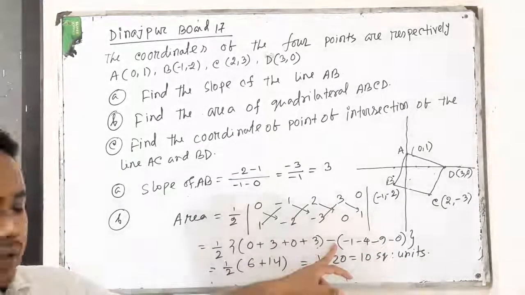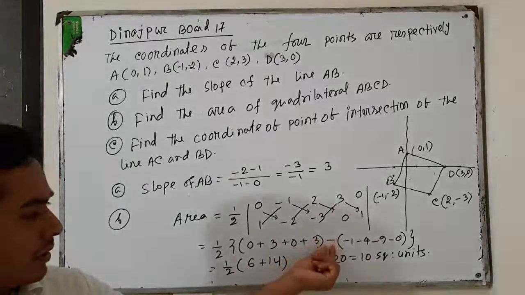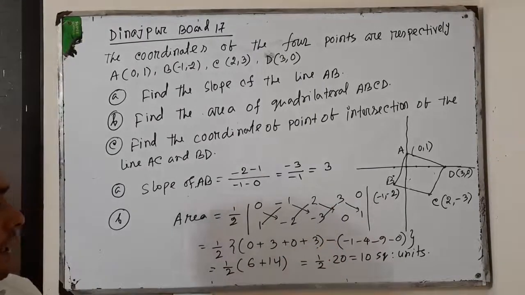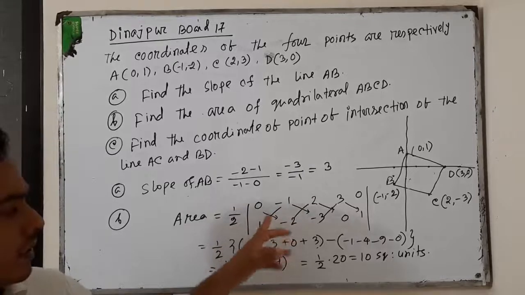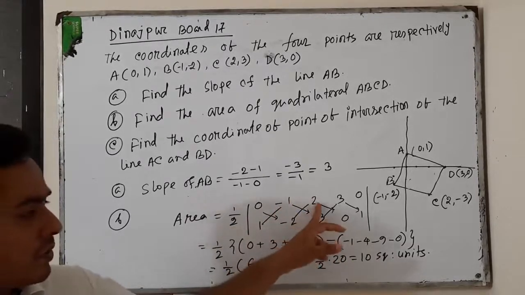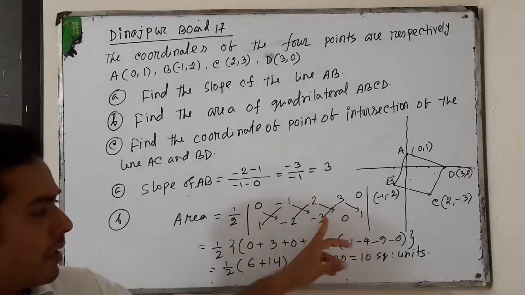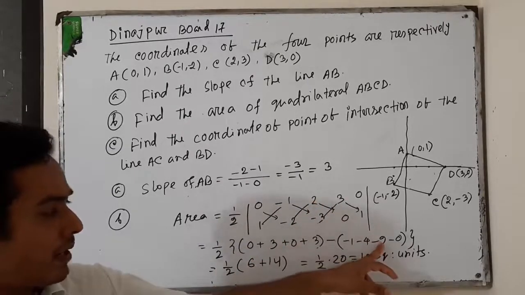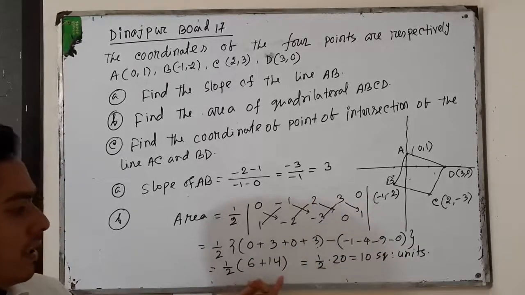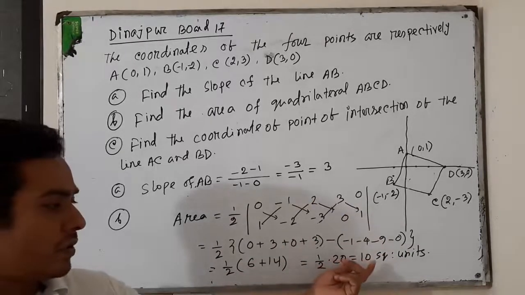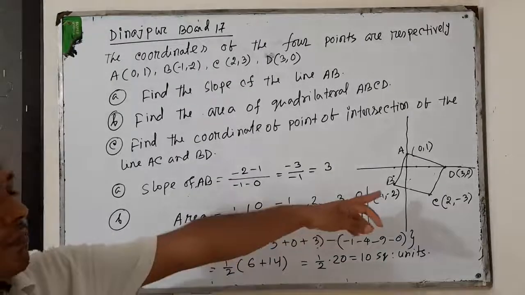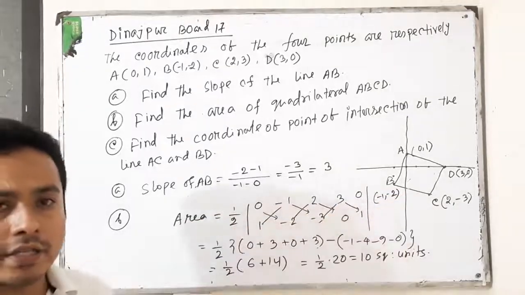Now according to the formula, take minus, then multiply this way: 1 times -1, -2 times +2 is -4, -3 times +3 is -9, and this is 0. Then after this calculation, we have 10 square units. So the area of the quadrilateral region is 10 square units.